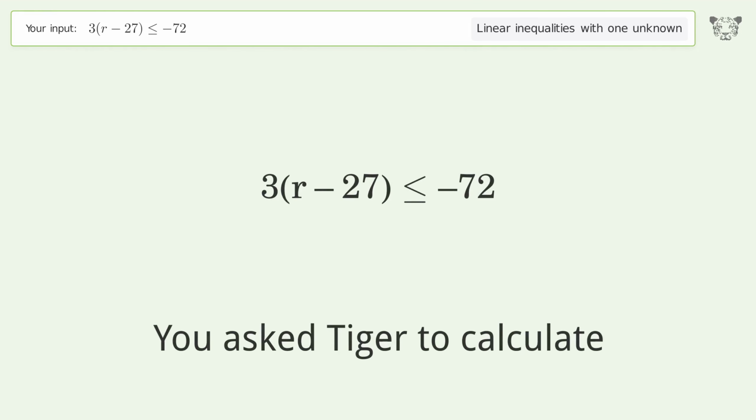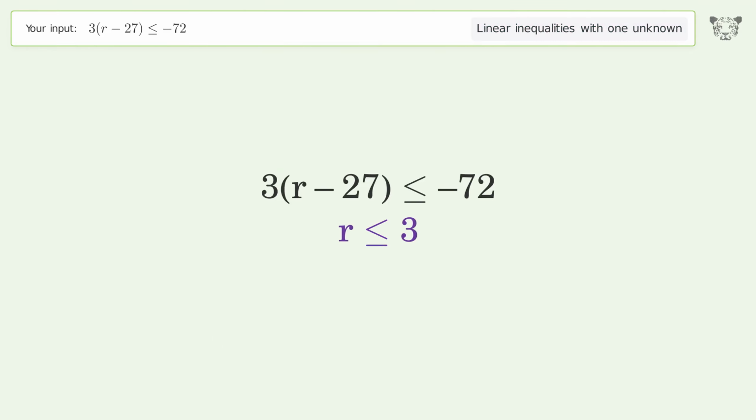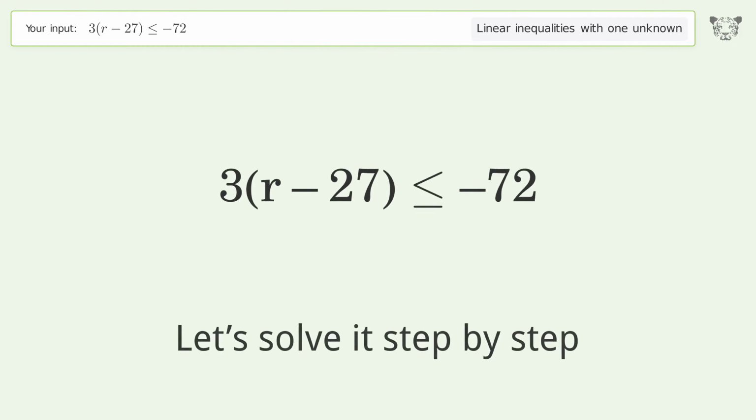You ask Tiger to calculate. This deals with linear inequalities with one unknown. The final result is r equal or smaller than 3. Let's solve it step by step.